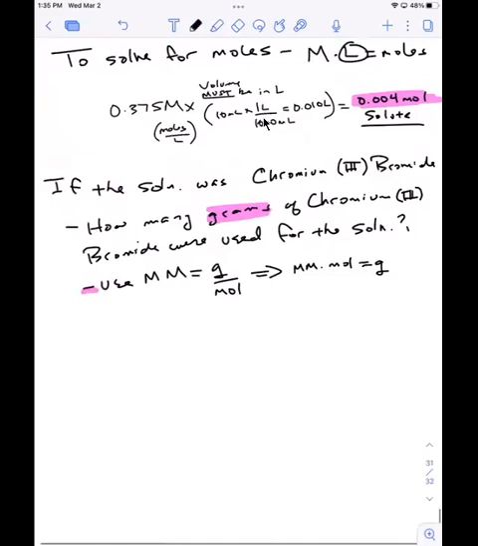All right, that's good. We're on the right track. Now, if that's the case, how do we get the molar mass?